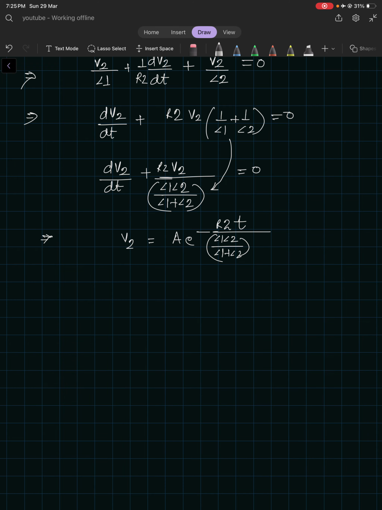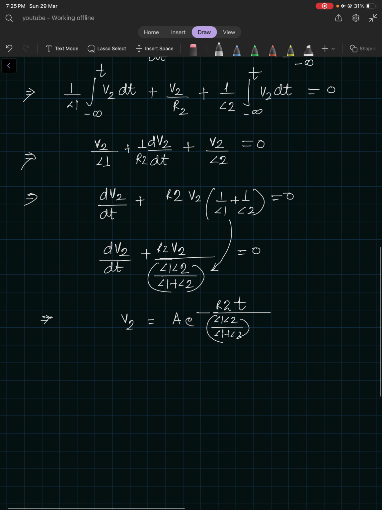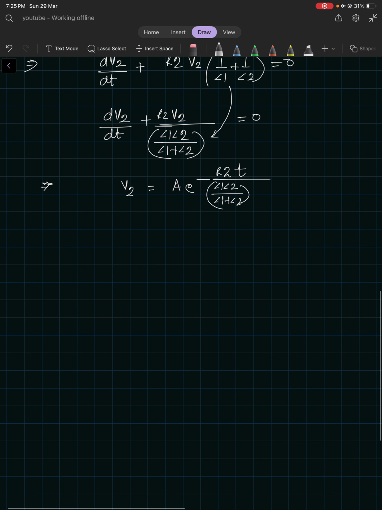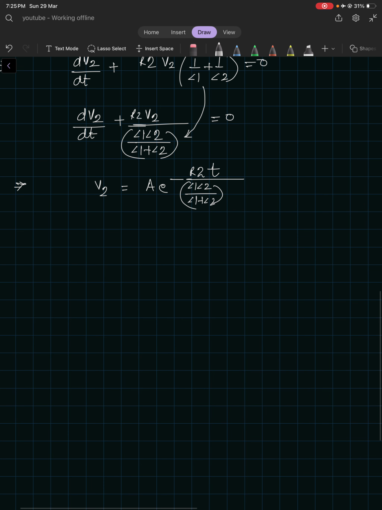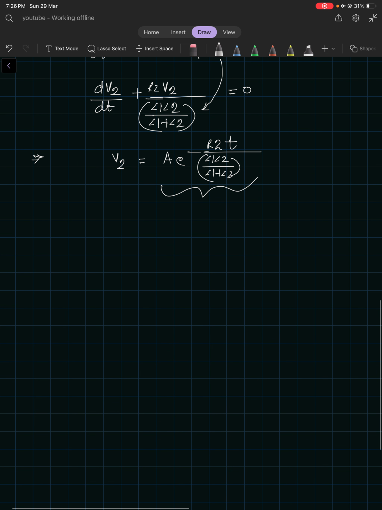Okay, before solving this one, let's find out the value of a. As we know, even in the previous class, if there is a constant associated with this exponential term, then this is actually a natural response. So to find out the value of this constant a, we need the initial condition value, right? So let's go for the initial condition.